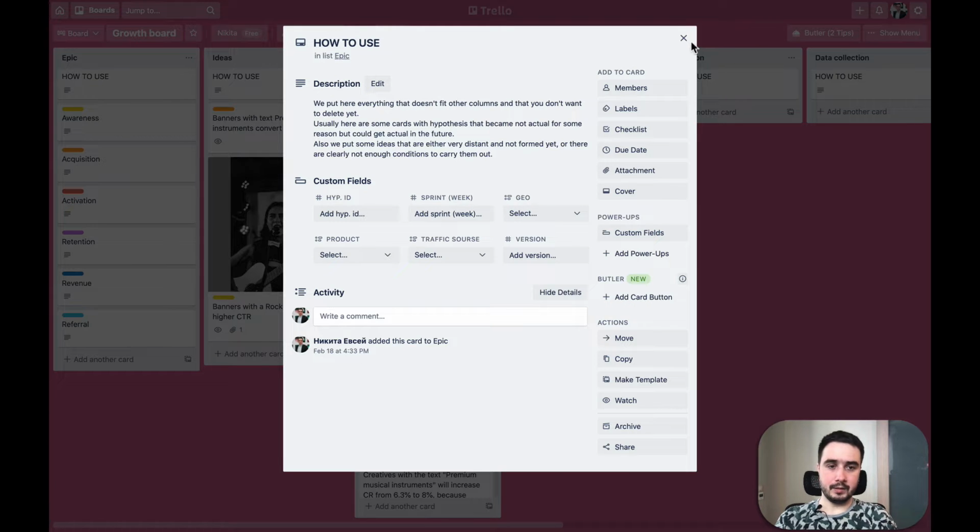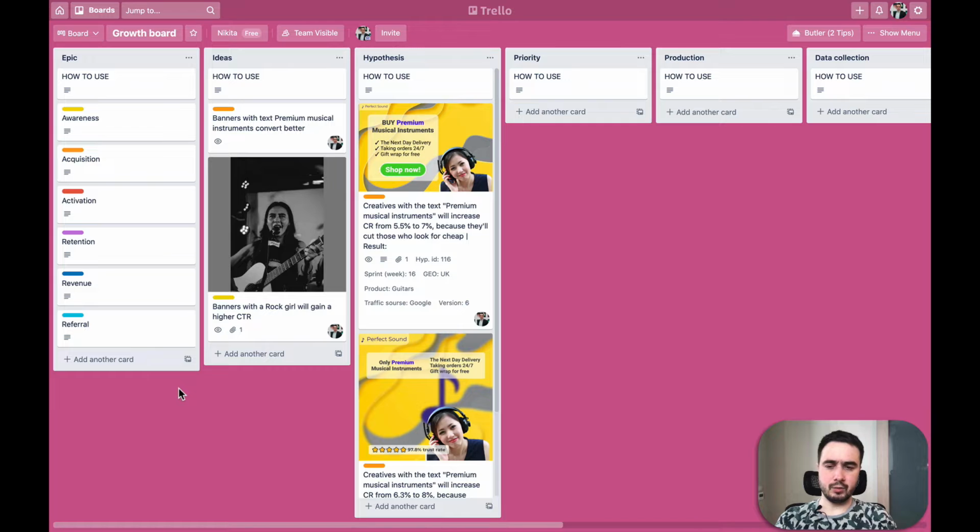Epic. This is a column for something that you don't want to test right now, for some things that you want to do in the future and you don't know when. For example, you can add some card that you wanted to test, but something changed and you are not able to test it right now, so you just can put this card into the Epic column.